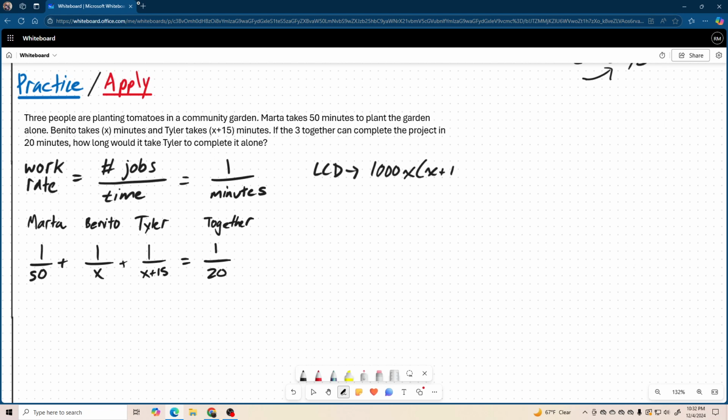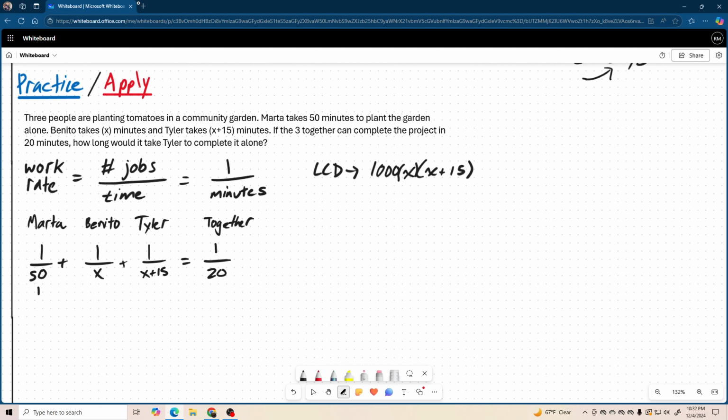So this is the LCD, right? We have the 50 and the 20, which is where we get this 1,000. We have the X from down here. It's just 1,000 times X. And then it's 1,000 times X plus 15. So, if you want to put the X also in parentheses, you can, right? It doesn't really matter. It's the same concept. Just like I said, you can keep the 1,000 as a 50 times 20, if that helps you as well. But it doesn't really matter either way.